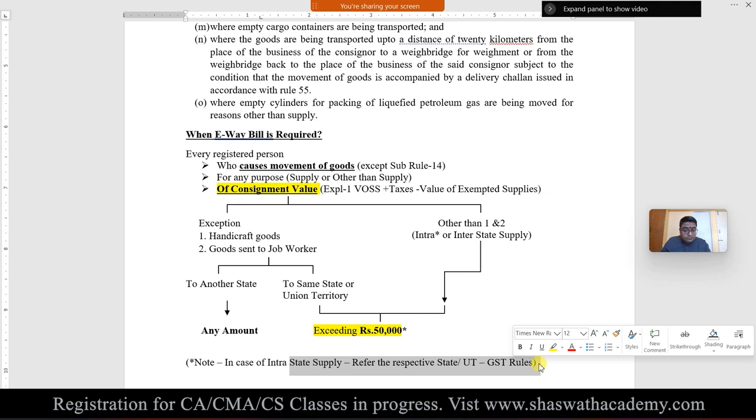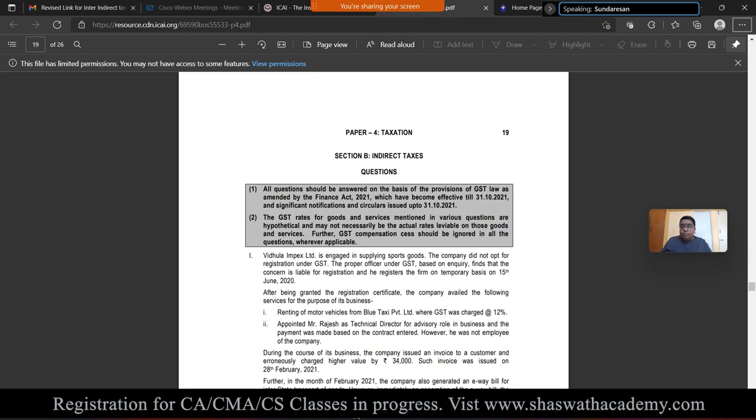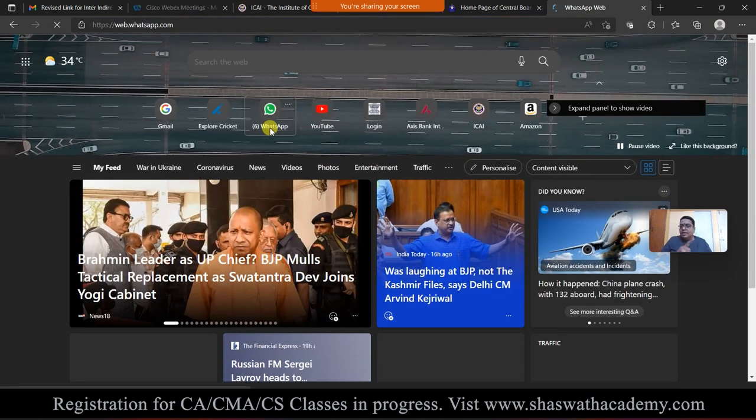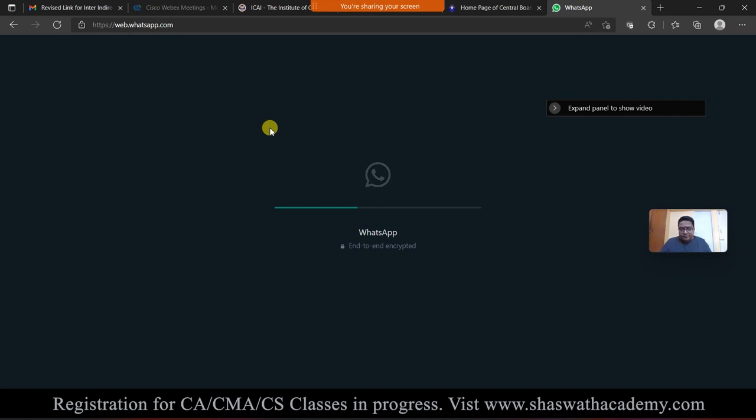Okay, respective state limit. Sorry, I'm referring to Tamil Nadu. No, no, I'm telling you. See, I'll tell you. Wait, one second. I'll give you a quick reference. Don't worry, let my WhatsApp get loaded. I will show you one document, since you have asked whether this will practically come or not.